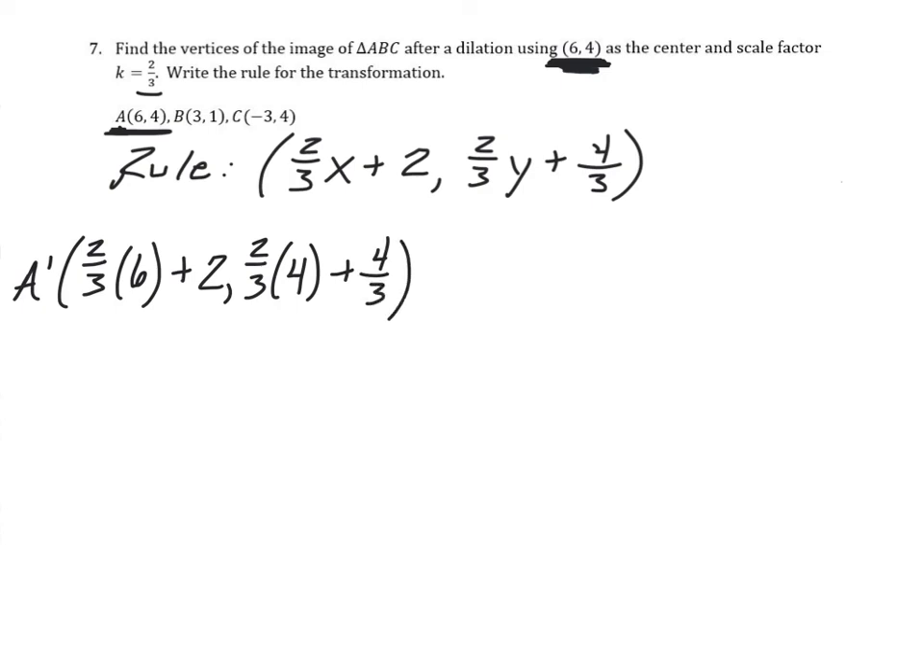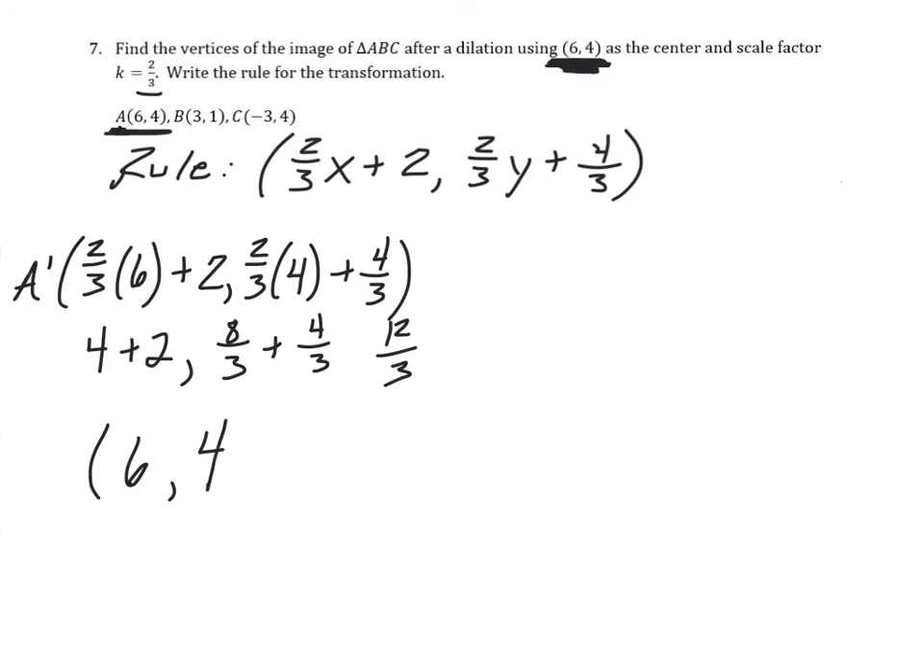So now let's go through and simplify this. It looks like I'm going to end up with 4 plus 2 for my x. And then over here, it looks like we end up with 8/3 plus 4/3. So I know I'm going to end up with 6 for my x coordinate. For my y coordinate, it looks like it's going to be 12 over 3, which is going to give me 4. All right, so A prime does not move as I predicted because it is the center of dilation.